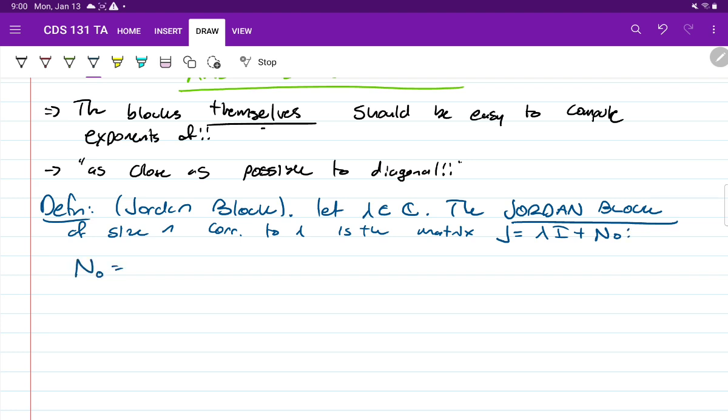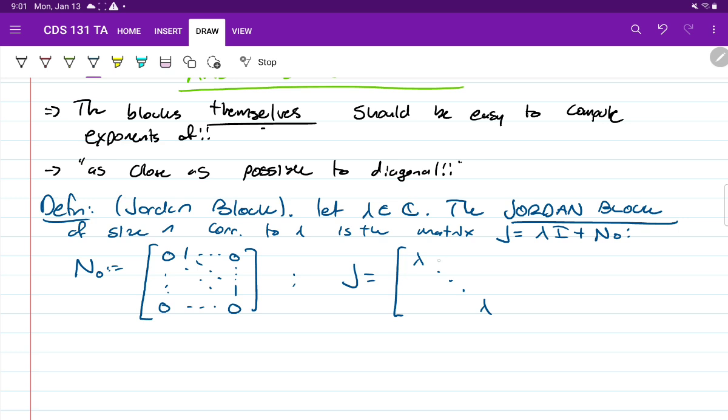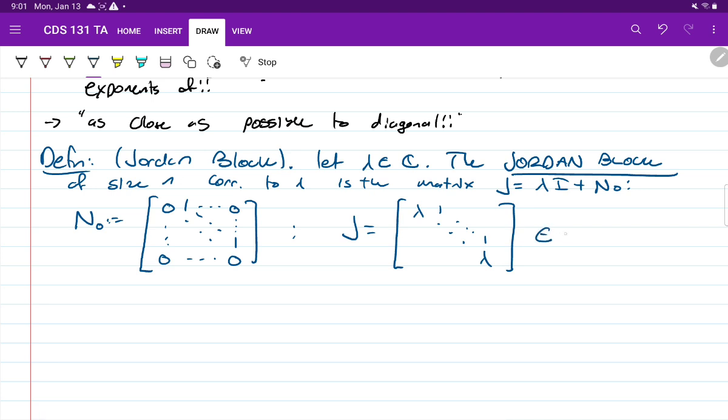Where n naught is the matrix defined as 0 all along the diagonal, 0 below the diagonal, and then 1s just above the diagonal, and we'll have 0s elsewhere. So what that means is that J is going to look like the following. It's going to almost be a diagonal matrix. We'll have lambdas along the diagonal, but then just above the diagonal, we'll have 1s. So this is called a Jordan block of size n, if this is in C^(n by n).